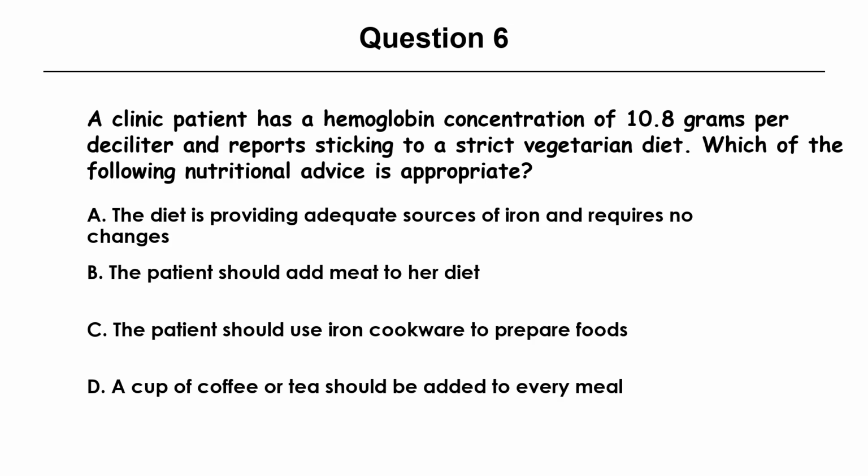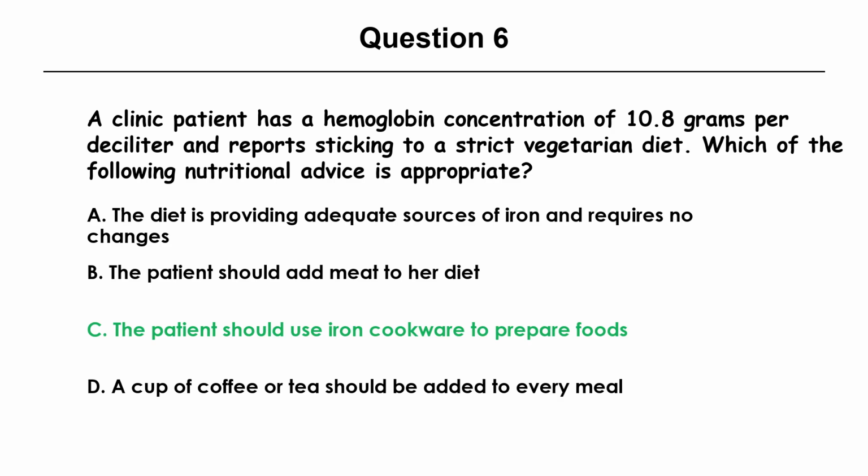Question 6. A clinic patient has a hemoglobin concentration of 10.8 grams per deciliter and reports sticking to a strict vegetarian diet. Which of the following nutritional advice is appropriate? Option A. The diet is providing adequate sources of iron and requires no changes. Option B. The patient should add meat to her diet. Option C. The patient should use iron cookware to prepare foods. Option D. A cup of coffee or tea should be added to every meal.